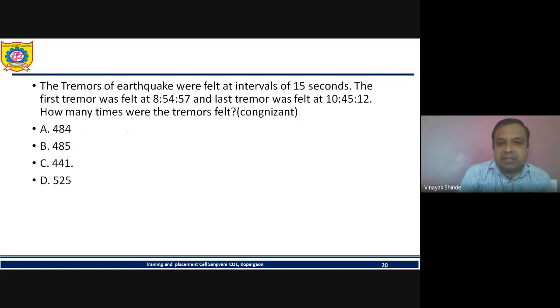This is another question which was asked in Cognizant. The tremors of the earthquake were felt at intervals of 15 seconds. The first tremor was felt at 8 hour 54 minutes and 57 seconds, and the last tremor was felt at 10 hours 45 minutes and 12 seconds. So how many times were the tremors felt?